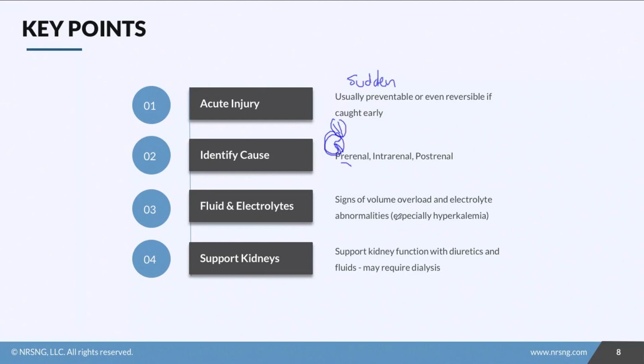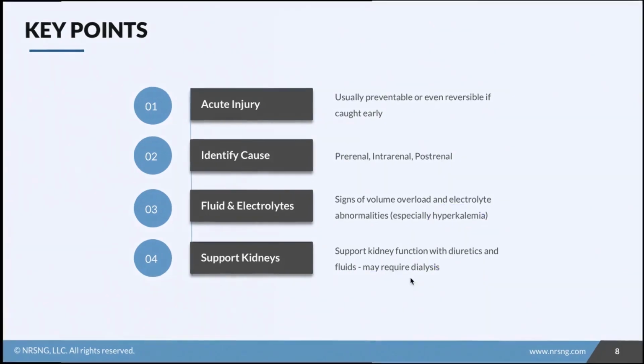Now, we're going to see signs and symptoms of volume overload and electrolyte abnormalities, and we especially want to watch out for hyperkalemia. Now, we're also going to see things like azotemia. We're going to see metabolic acidosis, because the kidneys just aren't able to do their jobs. We want to support kidney function. We might do that by giving things like diuretics and fluids, but the patient may also require dialysis. Okay, and keep that in mind if the patient isn't recovering as they need to be.